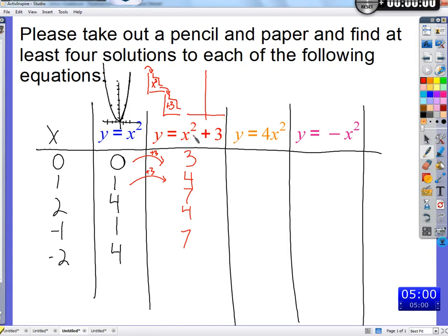Okay? So instead of going through 0, 0, we go through, right? Not 0, 0, but up 3, 0, 3. Right? Not 1, 1, but up 3 from there. 1, 2, 3. 1, 4. Okay? Not 2, 4. Let's see. 4. But up 3 from there, sorry. Up 3 from there at 7. It has the exact same shape, symmetry, steepness, and all these things are the same. It just has moved up 3.